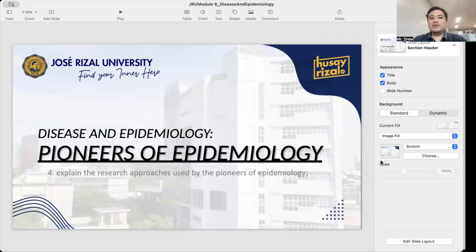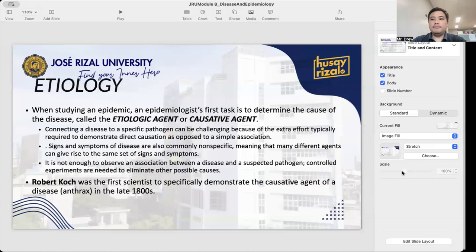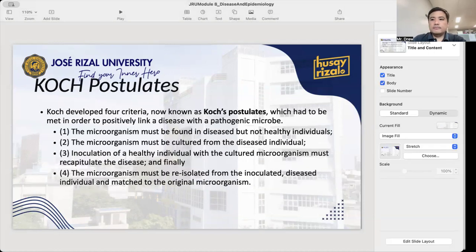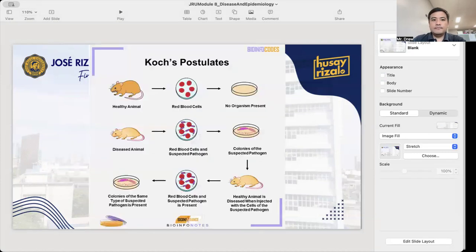Let's go now to disease and epidemiology, pioneers of epidemiology. When you say etiology, it is identifying the etiologic agent of disease, which requires controlled experiments. Many signs and symptoms are non-specific, complicating direct causation. Koch's four postulates establish a causative link between a microorganism and disease. So you can see in this picture Koch's postulates.